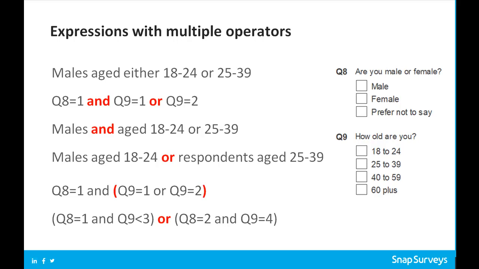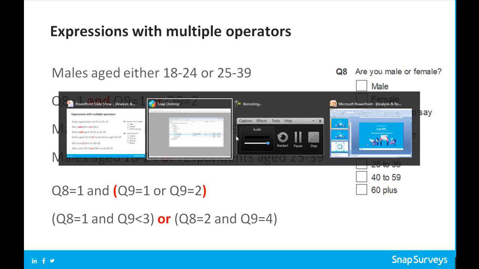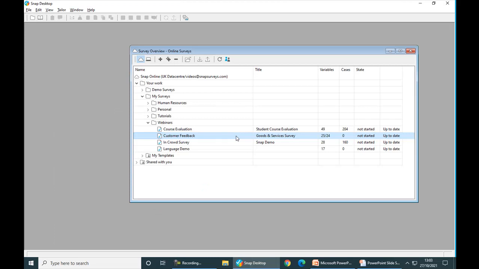Okay, so there were some examples of filter expressions used in data analysis. I now wanted to look at some similar expressions which can be used within routing. So I'm going to head back into Snap Desktop, and I'm going to move into a new survey, so the customer feedback survey.